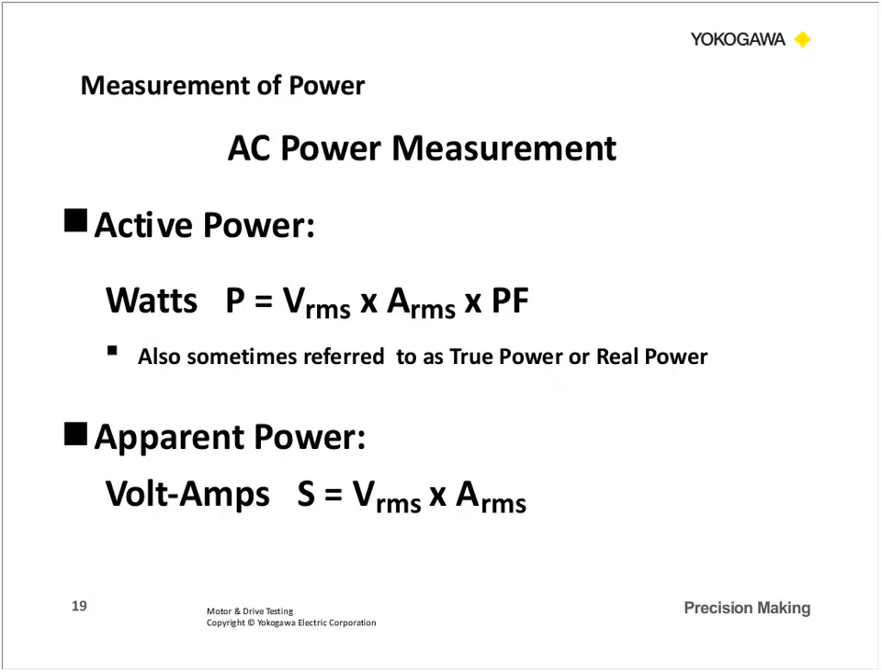So with our AC power measurement, several terms may come about. One of them is active power. This is watts, where the RMS voltage times the RMS current times the power factor. Sometimes you may hear the terms true power or real power, all the same. I want an active power or true power measurement. These are all the same. Then our apparent power is just the volts amps, volts times amps. Okay, that's the apparent power part. And we use a symbol S, like Sam, for apparent power. These are international symbols that we're all using now.